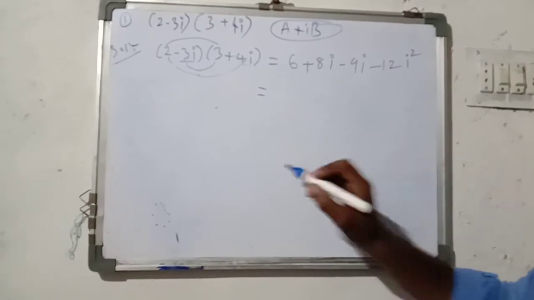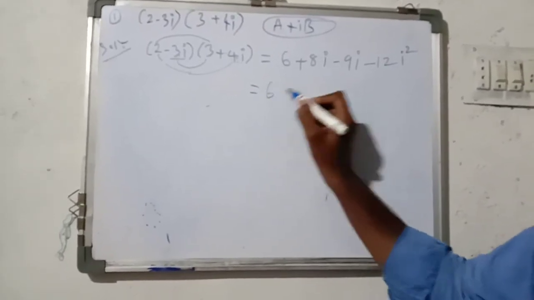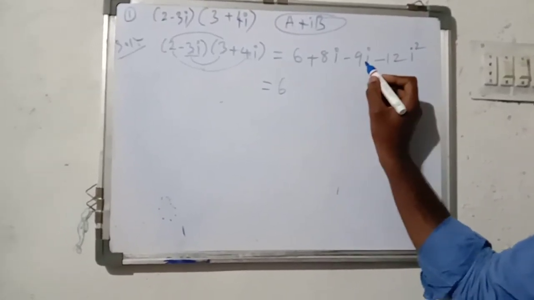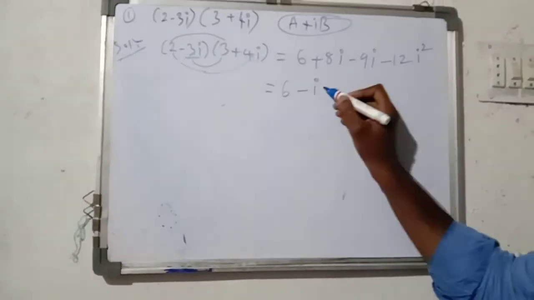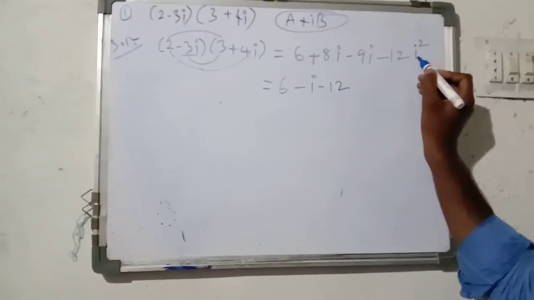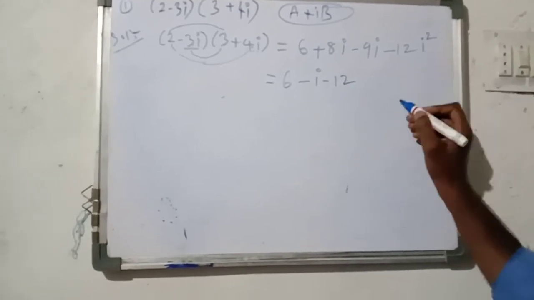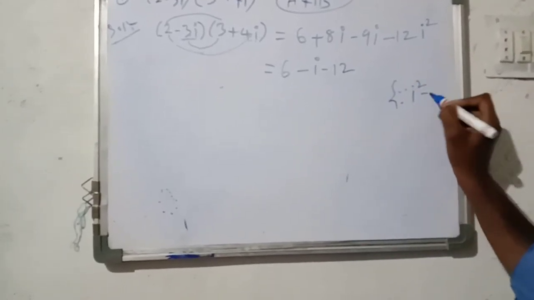Now the simplification part. So here 6, and plus 8i minus 9i, this is minus i. Next, minus 12 into i square. I have already told that the value of i square is minus 1.